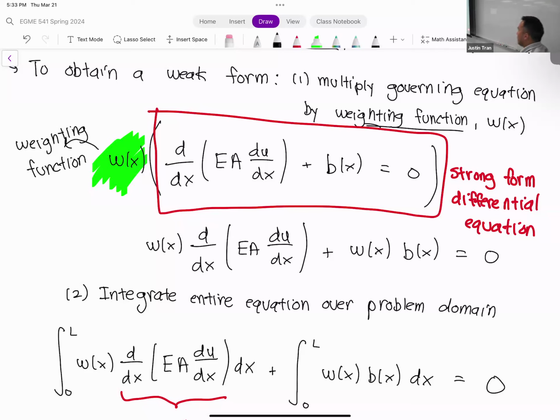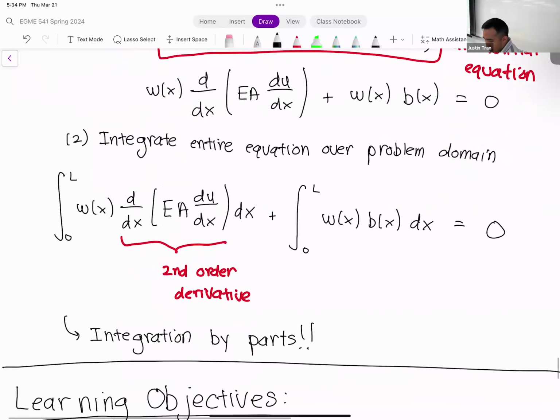Okay. So we're taking our original differential equation, and we're multiplying by this weighting function. Now this gives us some new tools to play with for manipulating our solution. And so what we did from here is that we took our weighting function, we took our equation here, and we integrated it over the entire problem domain, right?